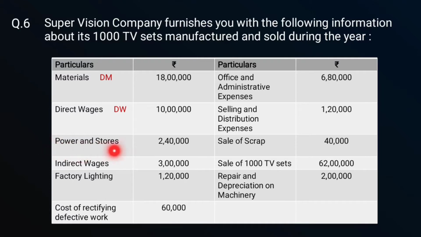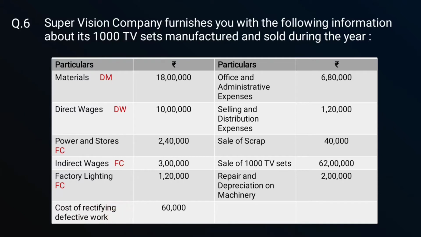Next, power and stores is given as 2,40,000. So we'll mark it as FC, that is factory cost. Next, indirect wages is given as 3 lakhs. So we'll mark it as FC, which will come under factory cost. Next is factory lighting is given as 1,20,000. So we'll mark it as FC, which is factory cost.